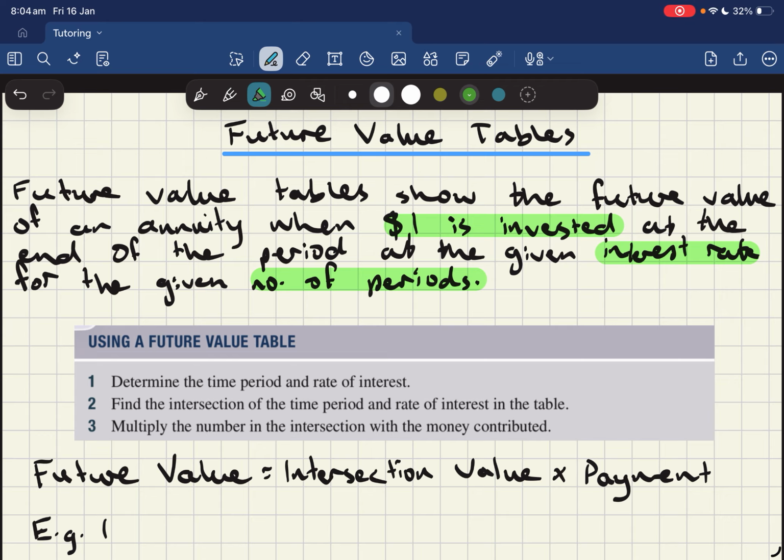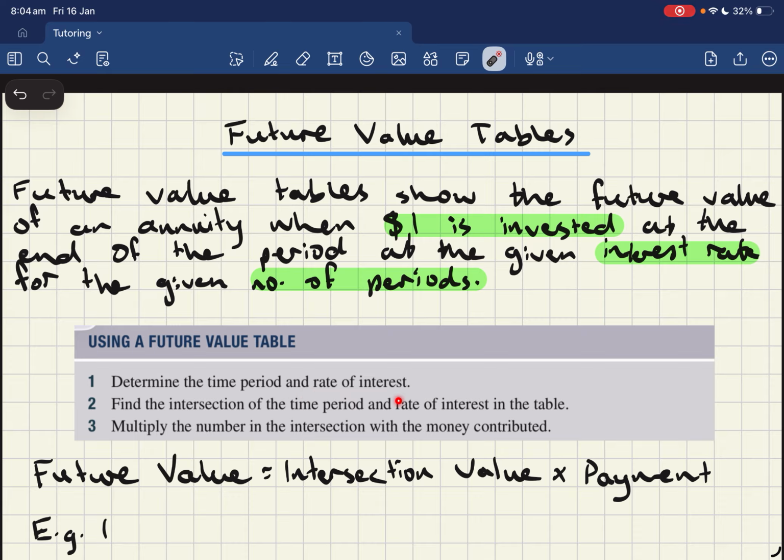Now, in order to use a future value table, we have to determine the time period and rate of interest. That will be in the question. Then on the table, there will be an intersection point. This is written in rows and columns. We will see on the table the intersection of the time period we're looking at and the rate of interest. Once we find this on the table, we just multiply the number in the intersection with the money contributed because it's the value of an annuity for every $1 invested. Now, I've written this in the form of a formula down here to make it easier to think of. To find the future value, we take the intersection value and multiply it by the payment, okay?